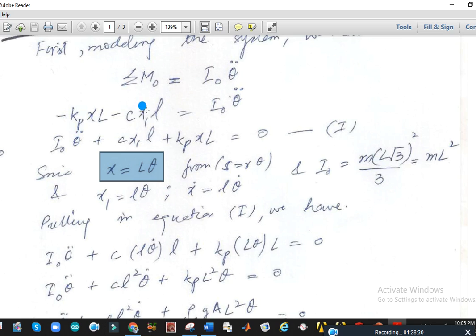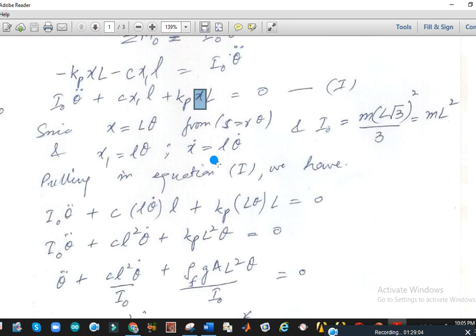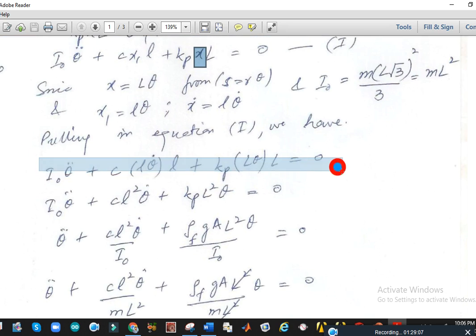So what is x1? It is actually x is equal to r theta, that is for the damping element. The damping element is located at distance small l from the pivot point. So this x1 naught will equal r theta naught. So what is r? r is small l. So we will write x1 is equal to small l into theta naught. For example, it is written here, and we will put both values, x is equal to L theta and x naught is equal to L theta naught, in this equation for the placement of x1 and x, and finally we will have this equation in terms of angular motion.